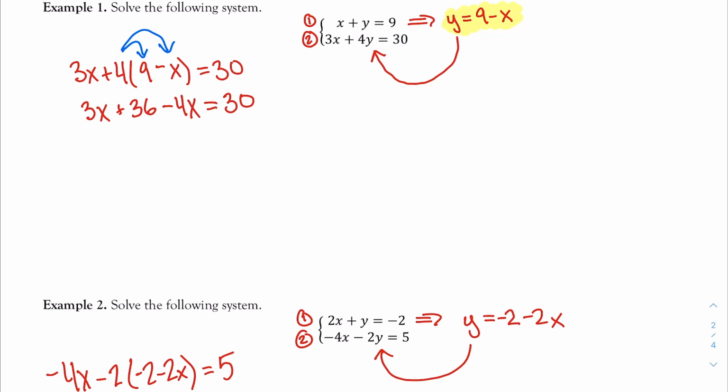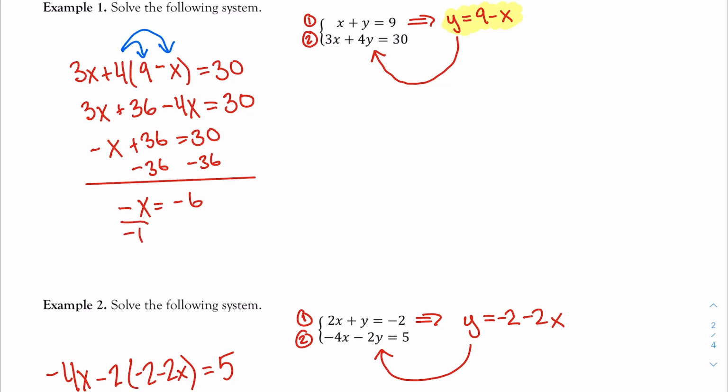Now I combine any like terms. I got a 3x and a negative 4x. 3x minus 4x, I get negative 1x, or just negative x if you want to write that, plus 36 is equal to 30. From here, I could subtract 36 and get negative x is equal to negative 6. And remember, I want x. I don't want negative x. So let's divide by negative 1, giving me x is positive 6. So I have my x value.